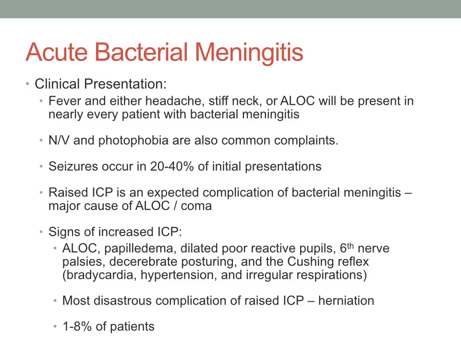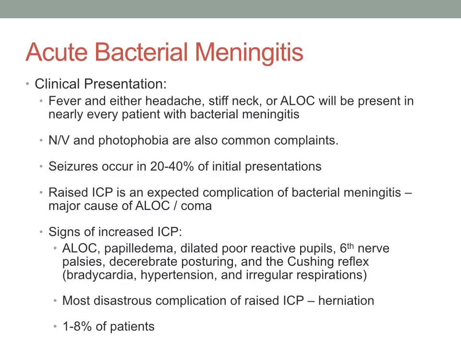So they complain of a fever or a headache. A lot of them will complain of a stiff neck. That's like the hallmark. Someone coming in complaining of fever and stiff neck, you've got to think meningitis. Or an altered level of consciousness, that's what ALOC means there. They can complain of nausea, vomiting, and photophobia. Those are common complaints, and those should give you indications that you've got maybe a little bit of mild increased ICP going on there.